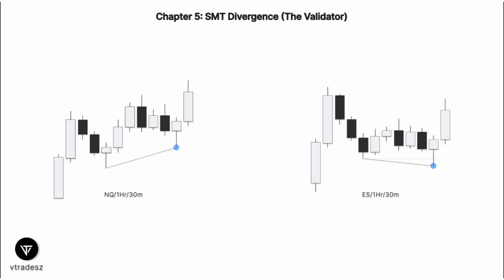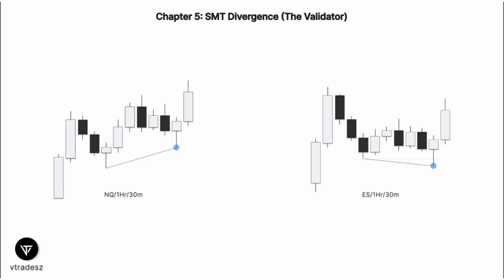Let's say you are watching your bridge for a bullish setup. You are watching ES and NQ on your bridge time frame, whether 1 hour or 30 minutes. You see ES make a lower low. It sweeps liquidity and looks bearish. But then you look at NQ. At the exact same time, NQ fails to make a lower low. It prints a higher low. This is SMT Divergence. This tells you that the selling pressure is weak. It reveals that the breakout to the downside on ES was a manipulation, a trap for retail traders.